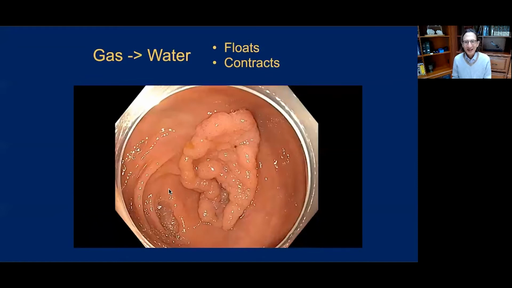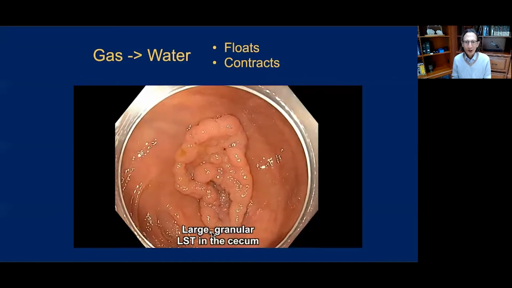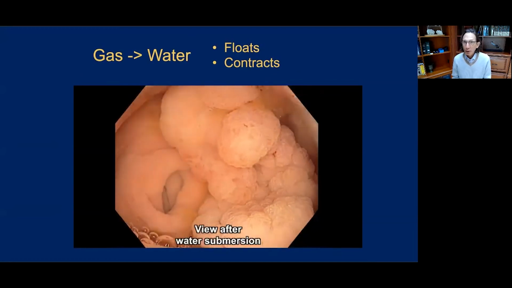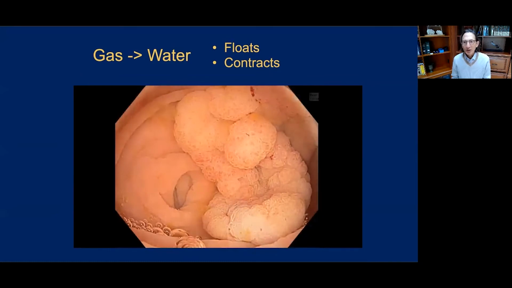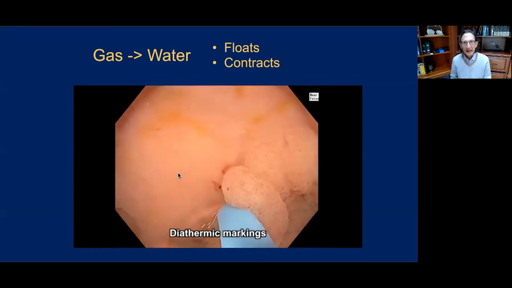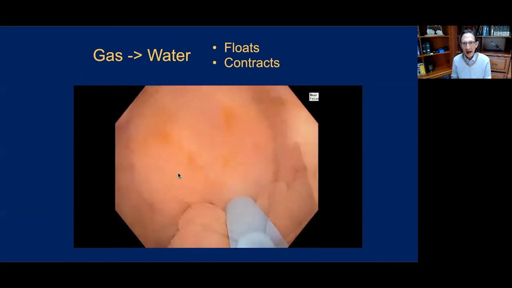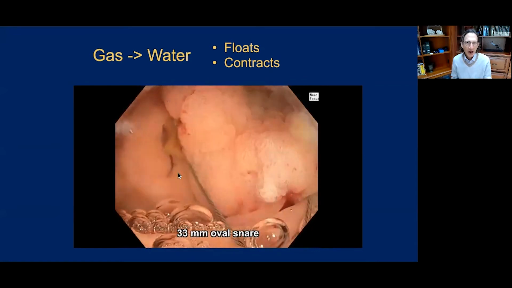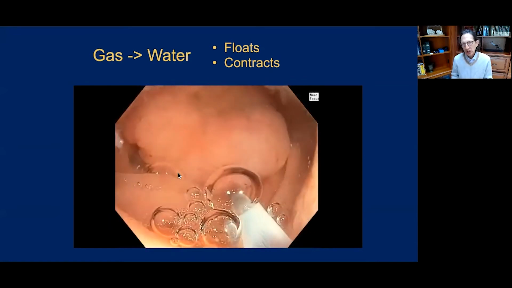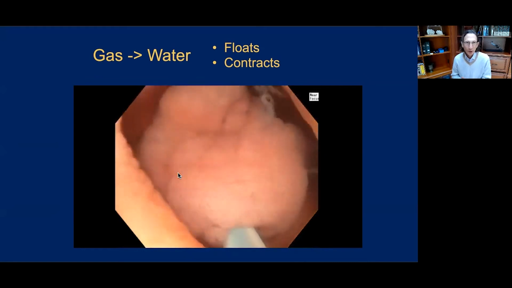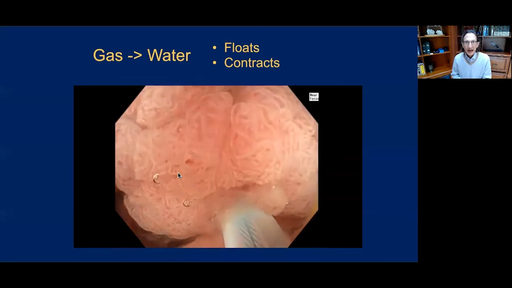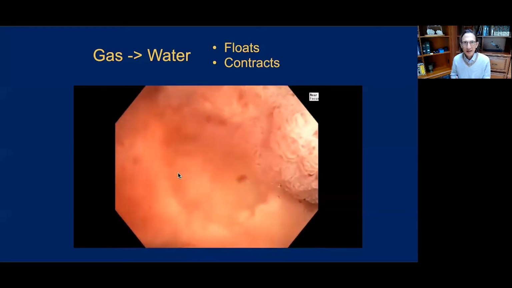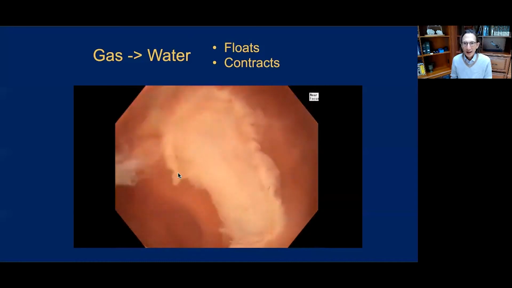So we see this nicely illustrated in this video, a large granular type LST in the cecum. This measures over 4 centimeters. And now with the underwater view, you see how everything is now contracted. The lesion is contracted. I like to make some diathermic markings around the perimeter. I used to use APC. Now I just use the tip of the snare. This is the largest snare we have available, 33 millimeters, but it is able to completely encompass the perimeter of this greater than 4 centimeter polyp.